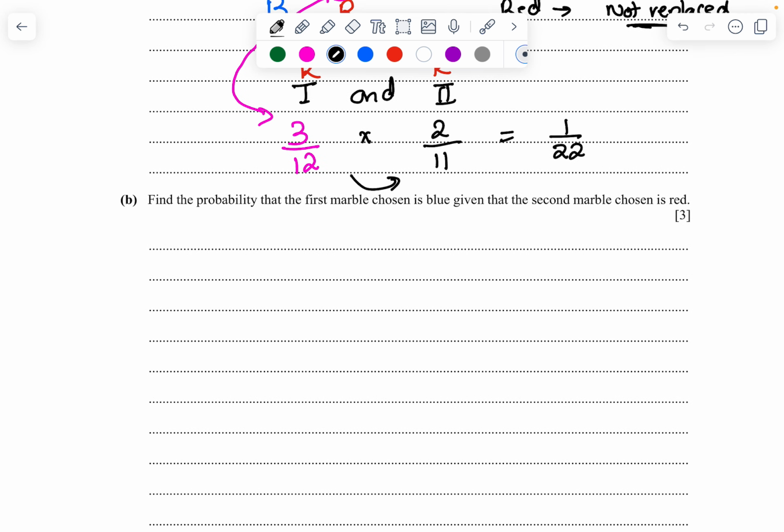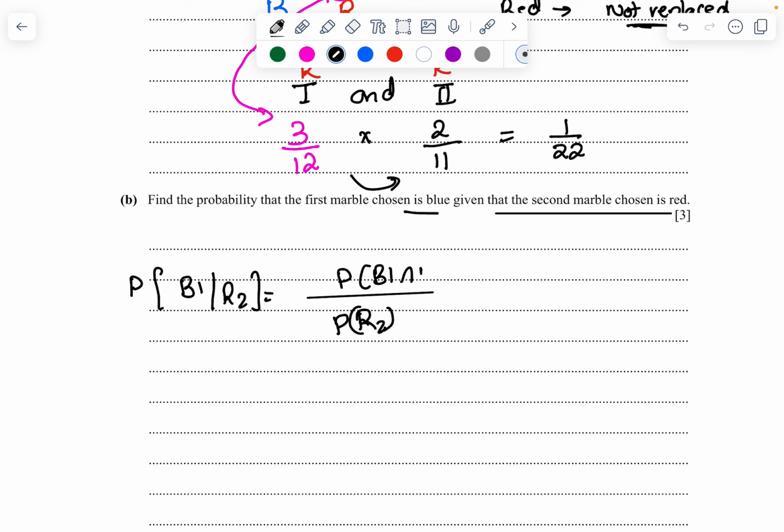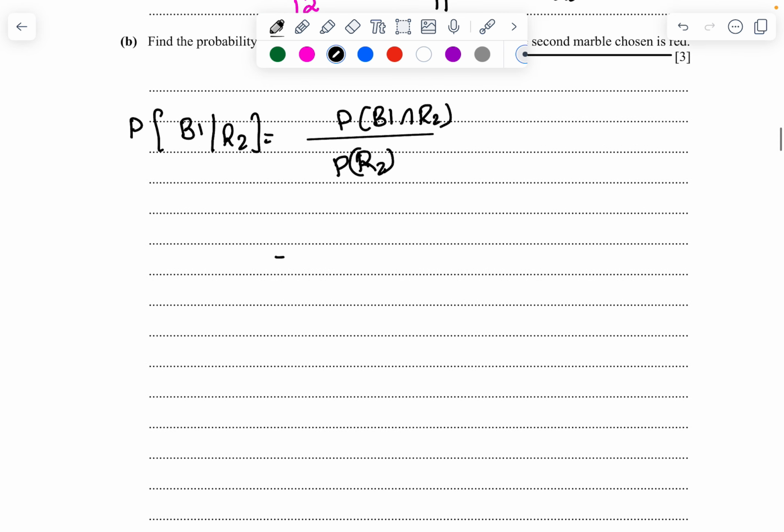Find the probability that the first marble chosen is blue, given that the second marble chosen is red. So probability of first B1, given that it is R2. So what should be there? The denominator should be the probability of R2, and the numerator will be first one is blue, given that the second one is red. First I do the denominator. First and second: first one can be red and second one also can be red. So if first one is red and second one is red, we have just done it out.